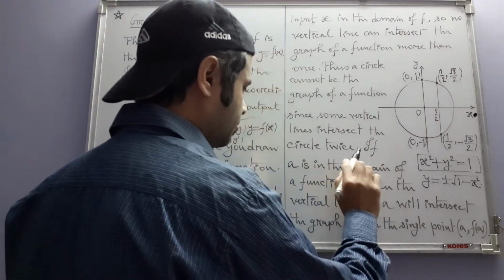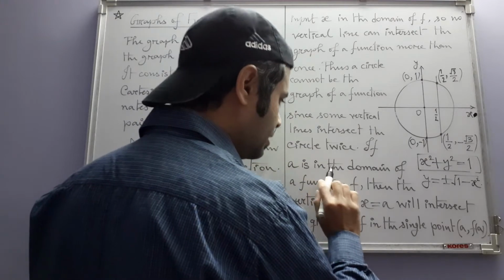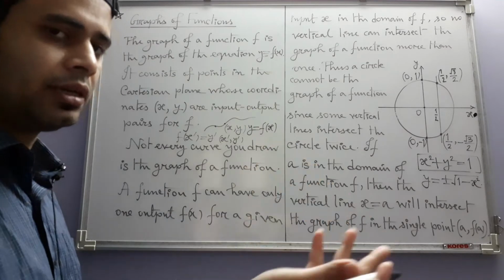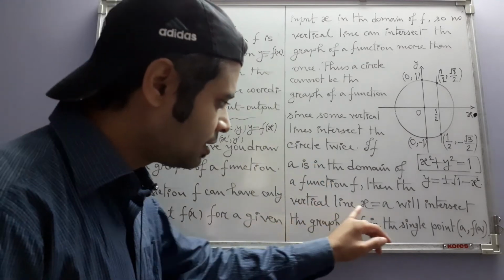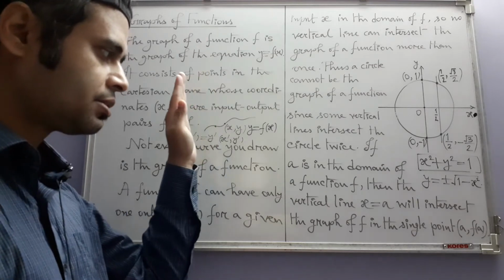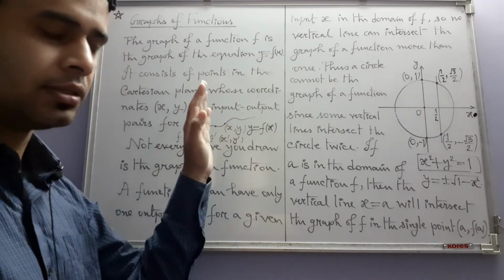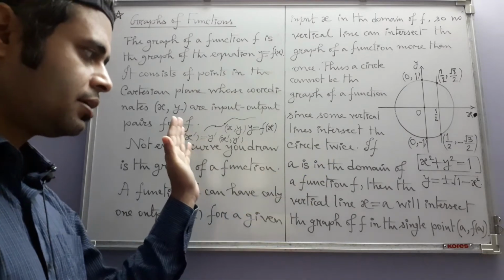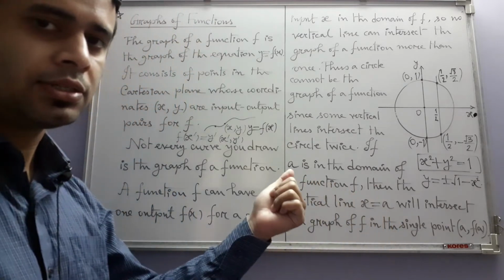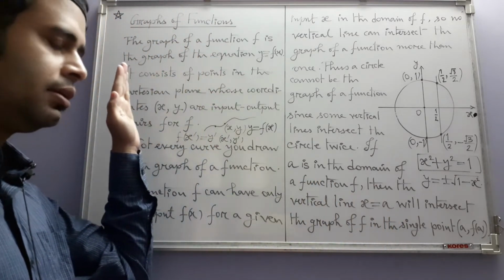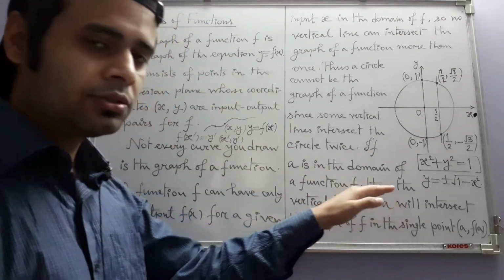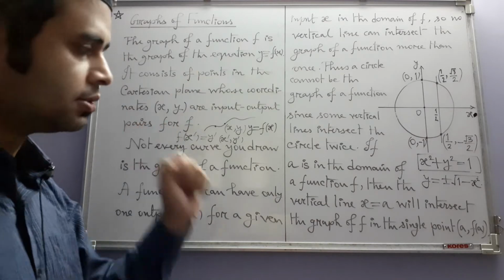In general, if a is in the domain of a function f, not the circle, I mean any function, then the vertical line x equal to a, which is at a distance a from the y-axis, on the left side of the y-axis or on the right side, that will be determined by the sign of a. If a is negative, the line will lie on the left of the y-axis, otherwise on the right of the y-axis. If a is equal to 0, then the vertical line is the y-axis itself.